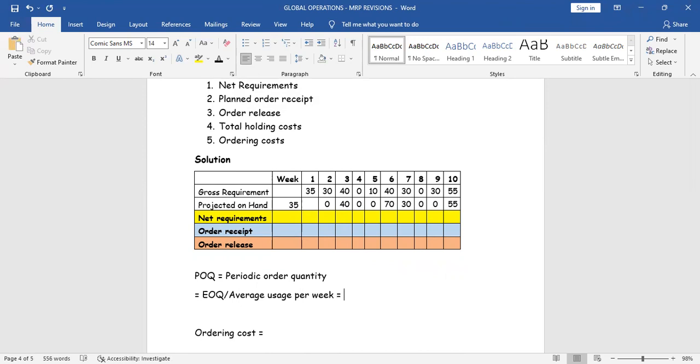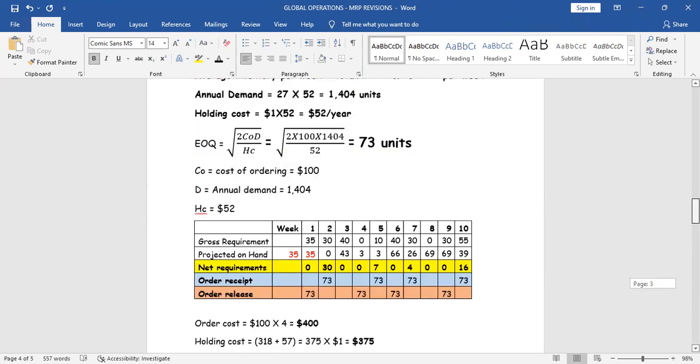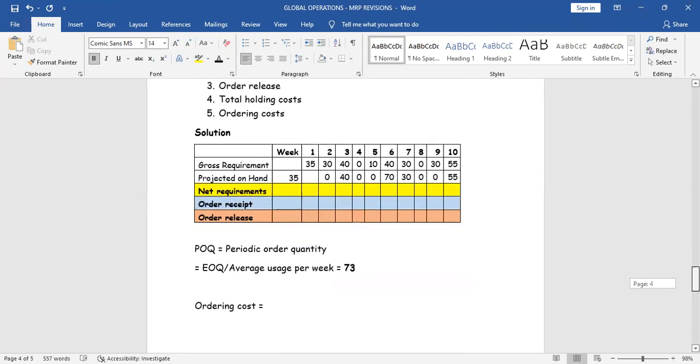EOQ is actually 73. We had already calculated the EOQ, if you remember. In solution B, we have calculated the EOQ. The EOQ will be the same because the gross requirement goes up to 70. The annual demand will be 1404 and something like that.